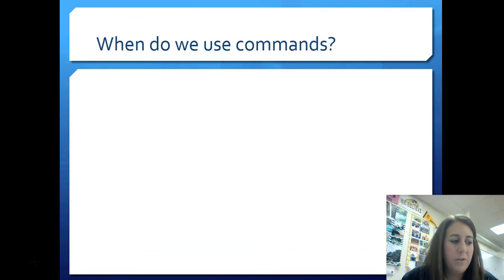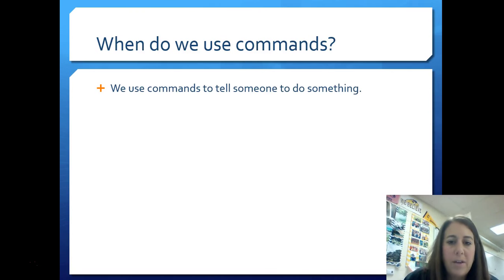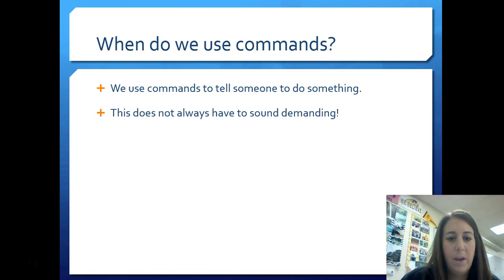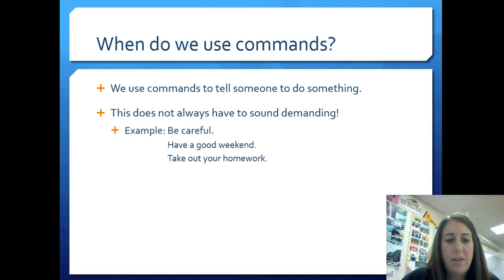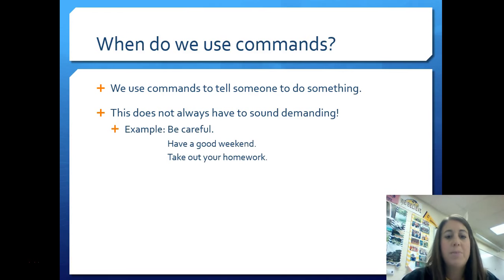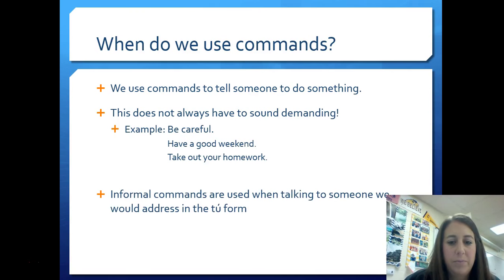Alright, so when do we use commands? We use commands to tell someone to do something, and that's not necessarily in a demanding or negative sense. It's just saying, hey, take out the trash. Students, take out your homework. You're giving instructions, and it doesn't always have to sound demanding. Some examples: be careful, have a good weekend, take out your homework. Those are that first box on the left side under affirmative commands.